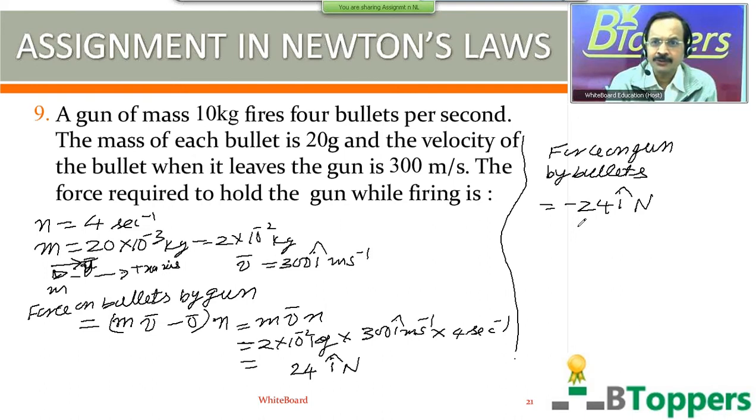experienced by the gun due to the leaving bullets. The gun experiences a reaction force of magnitude 24 newtons backwards. So to balance that reaction force, the force required to be applied on the gun in the direction of firing will be 24 i cap Newton. That means the magnitude of the force required is 24 Newton.